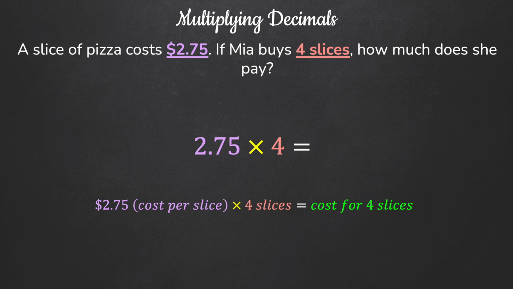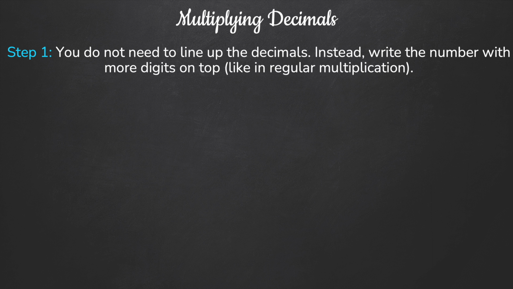And what we're doing is we're taking the cost per slice, so the cost of one slice, and multiplying it by 4 slices to figure out how much the 4 slices cost. So let's go ahead and multiply.